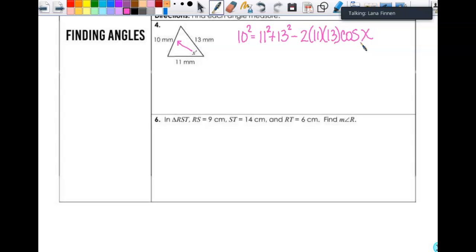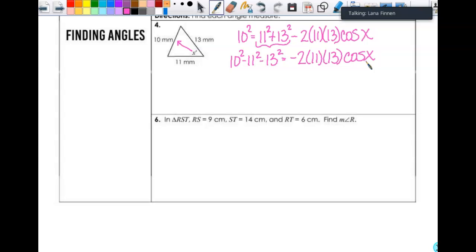So I'm going to start by these. I need to get cosine of x by itself first. The first thing I'm going to do is, this is multiplied by it, but these two are added. So I can subtract them both over to the left-hand side, so I get 10 squared minus 11 squared minus 13 squared equals negative 2 times 11 times 13 times the cosine of x. Okay, and again, I'm going to leave it like that. I don't care what the actual value is.